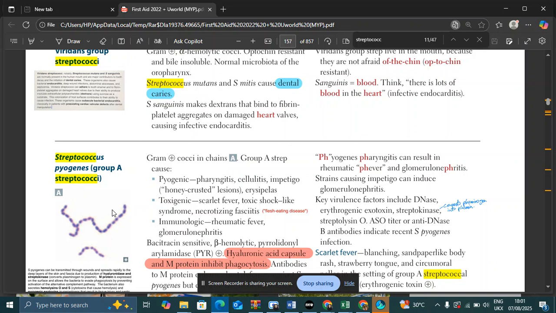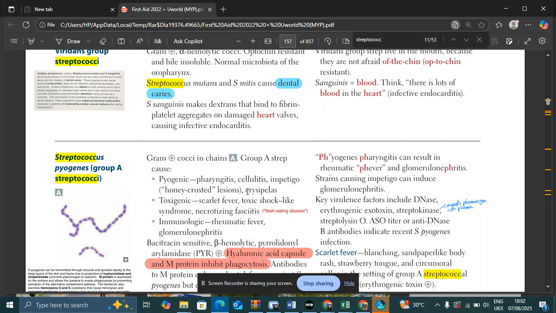Here I want to emphasize one very important thing which you should remember: Streptococcus pyogenes causes two important immunologic conditions. The one is rheumatic fever and the second is glomerulonephritis. We will talk about rheumatic fever today, and we will talk about glomerulonephritis in the next lecture. Streptococcus pyogenes causes rheumatic fever usually after pharyngeal infections, only after pharyngeal infections, and not after skin infections.